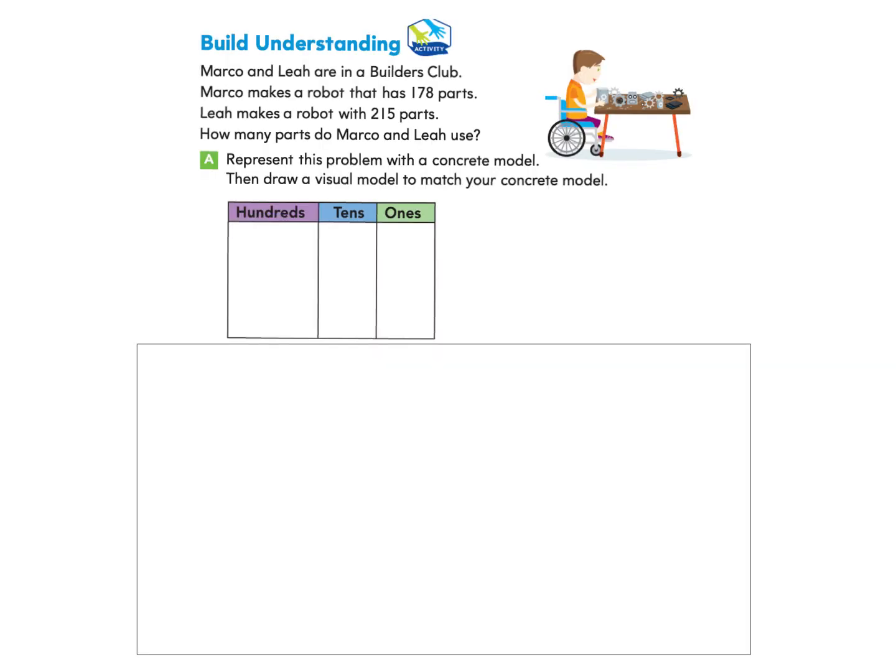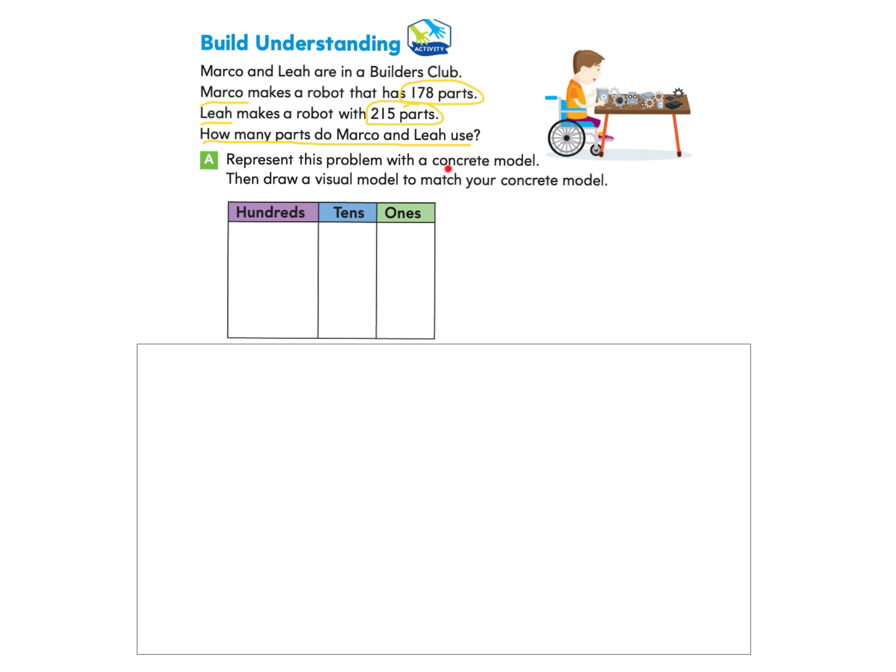We will start under Build Understanding. Marco and Leah are in a builder's club. Marco makes a robot that has 178 parts. Leah makes a robot with 215 parts. How many parts do Marco and Leah use?